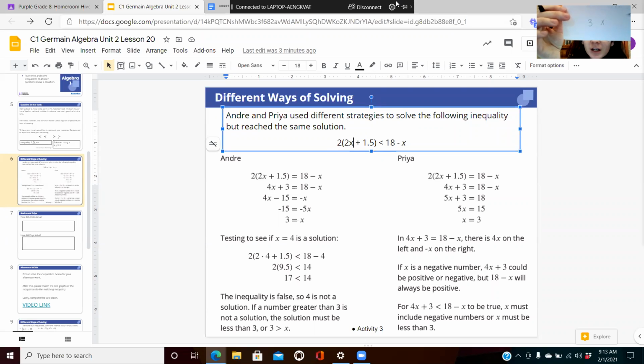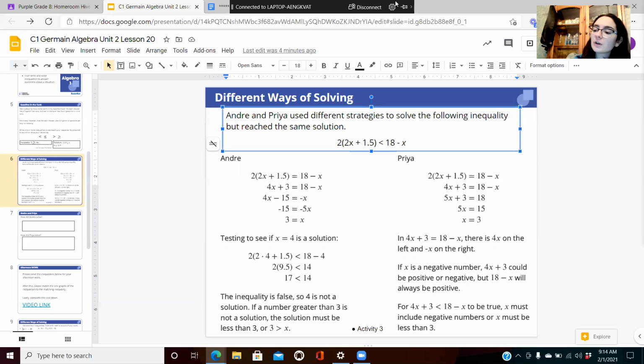Is 3 greater than or less than x? Looking at our graph, in what direction it's moving, what would our inequality be? Very good. Nice job. Nice job, Connor.